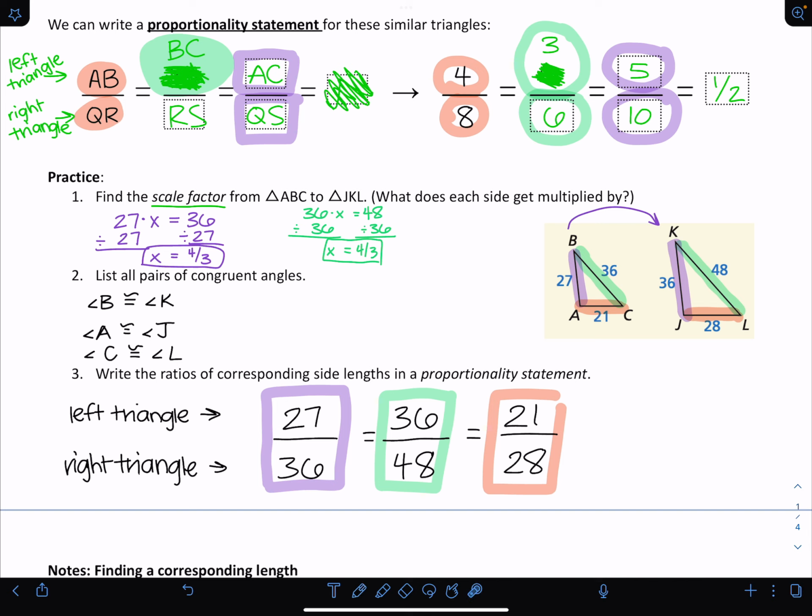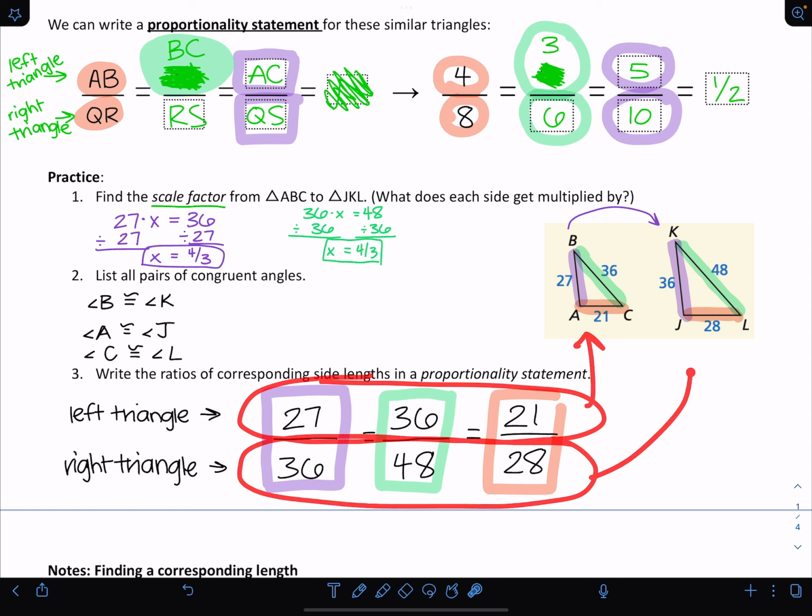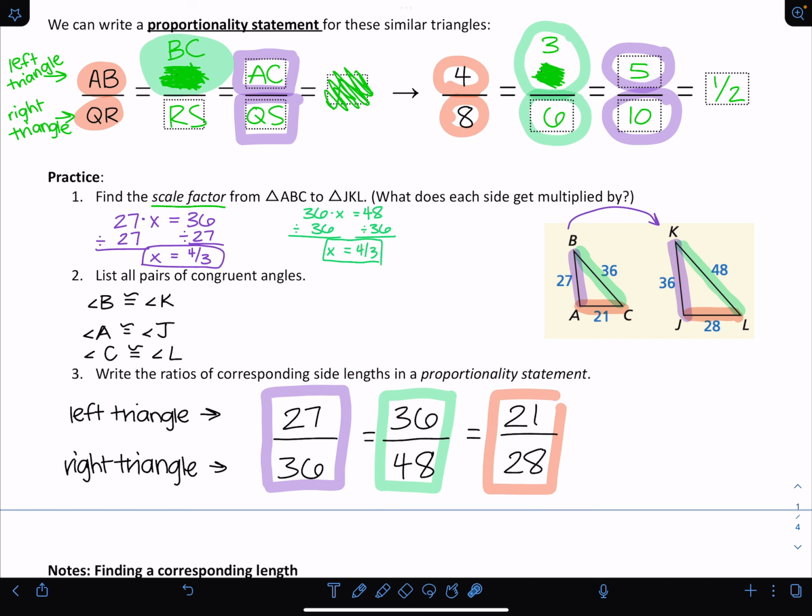The biggest mistake that people are going to make is flipping their left triangle and their right triangle, or if they're written somewhere else. But just make sure that all of these that are on the top come from the same triangle, and all of these that are on the bottom come from the same triangle.